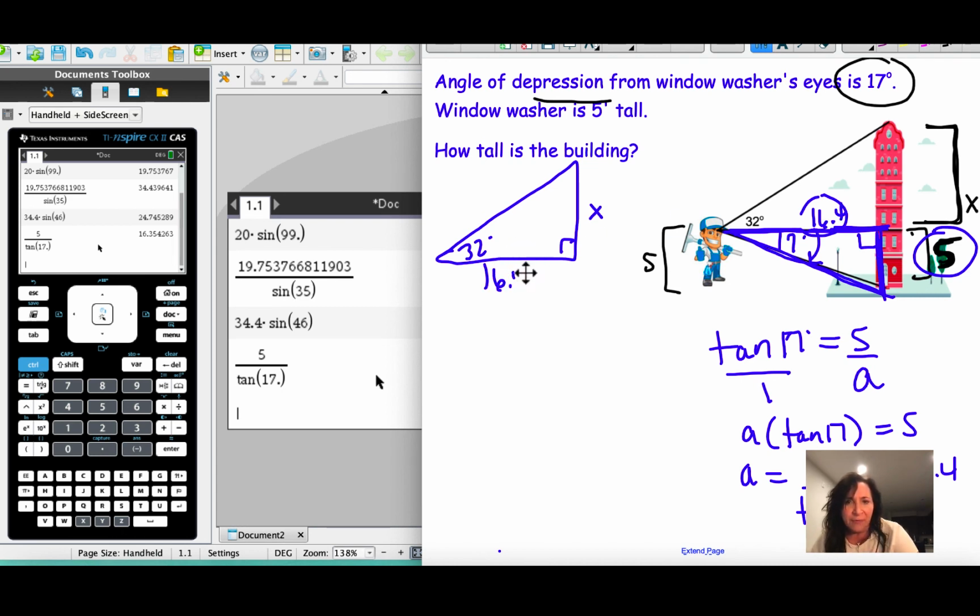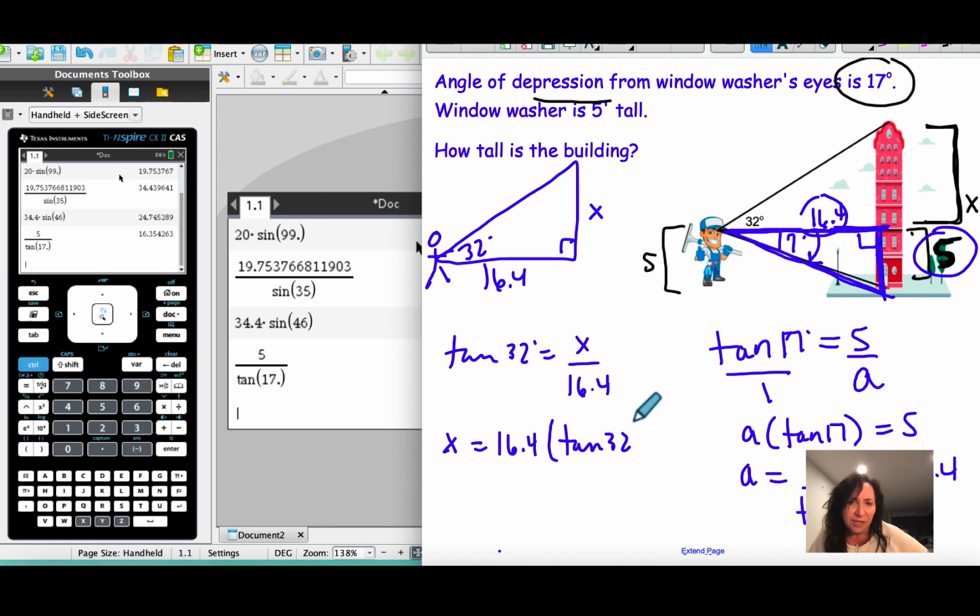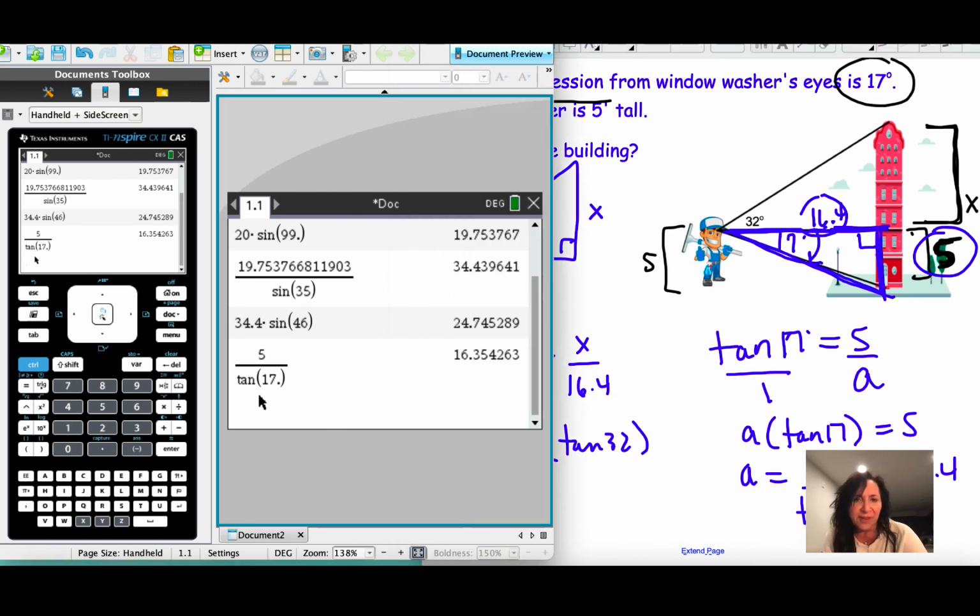So 16.4, and I have this here for the window washer. So you're going to find x, so we're going to say tangent of 32 degrees is equal to the opposite side over the adjacent, 16.4. I'm going to cross multiply, so x equals 16.4 times tangent of 32. So x is about, let's see, 16.4 times tangent of 32.